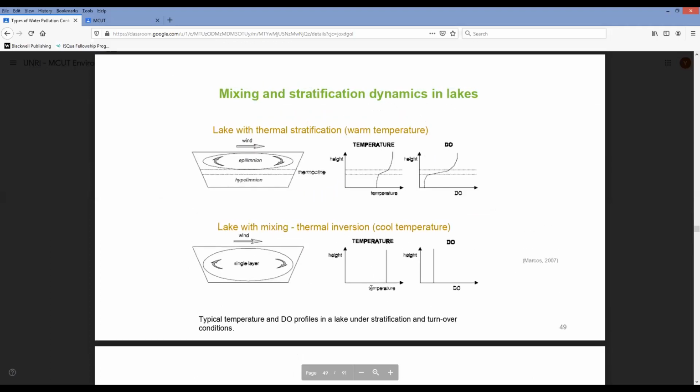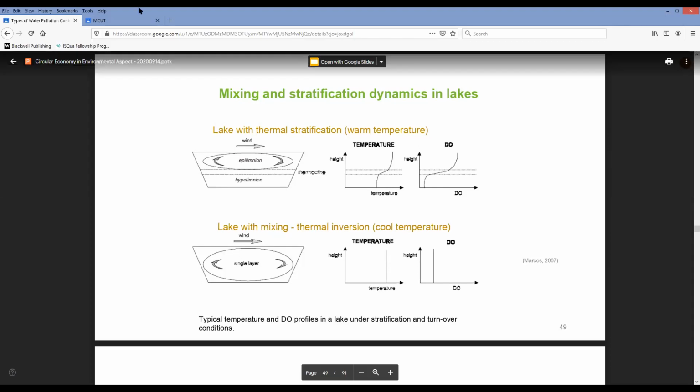Okay, so as you can see from this figure, the upper side is the lake with a thermal stratification, which is in warm temperature, for example, in summer. In summer, as you can see in the figure on the left side, there are 3 layers. The upper side is called epilimnion, the middle is the thermocline, and the lower side is hypolimnion. So it has 3 layers.